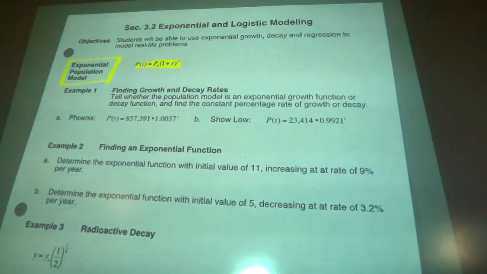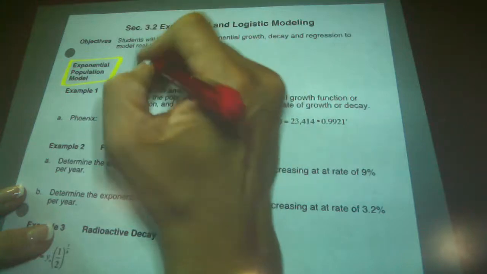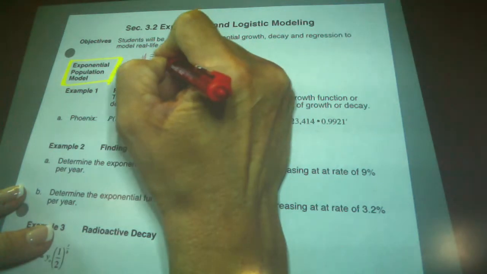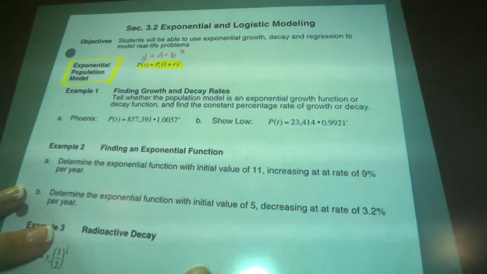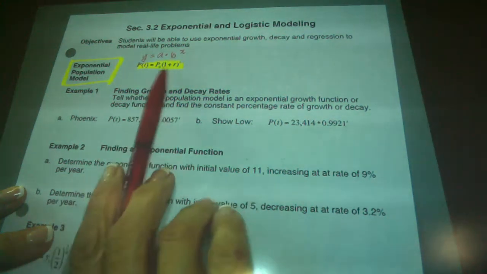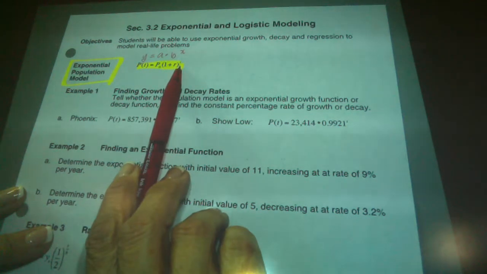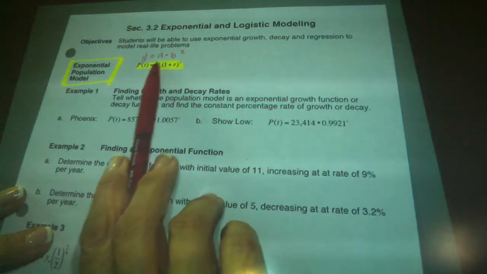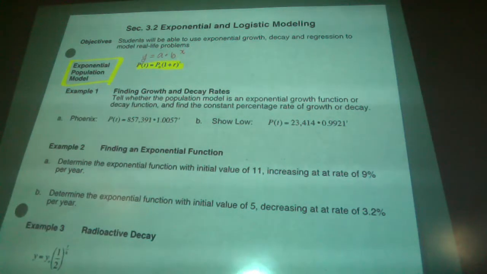So population can either grow or decrease. This is really no different than if we had y equals a times b to the x. That's your general exponential graph. You see how 1 plus r is our b because it's raised to a variable exponent, and p sub 0 is our a, our initial value. So it's just a little bit more complicated with 1 plus r.